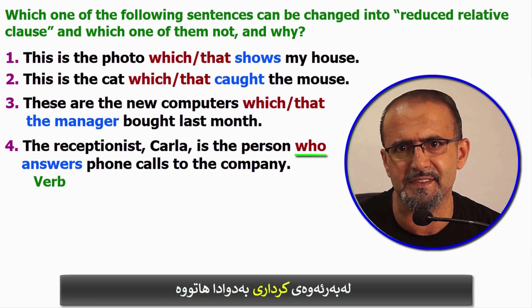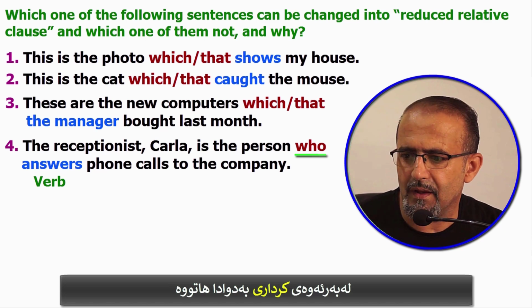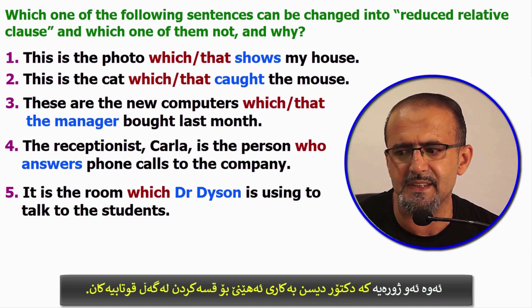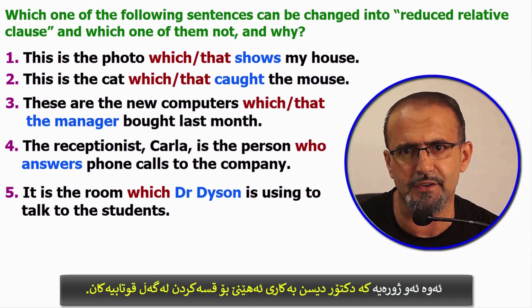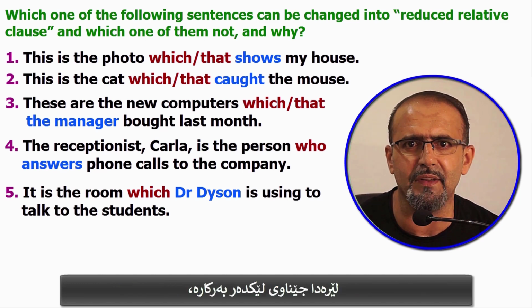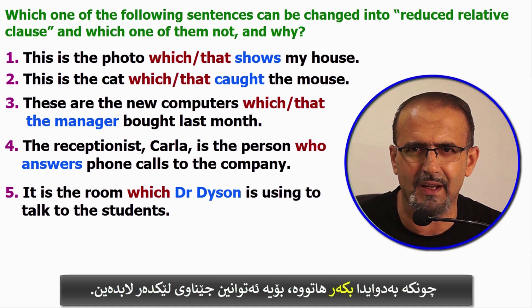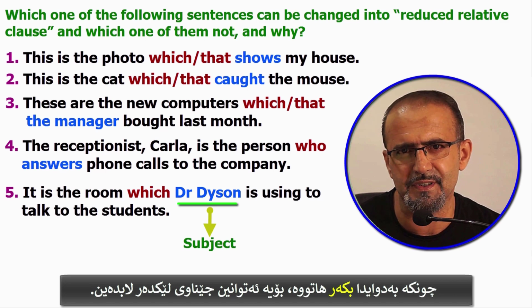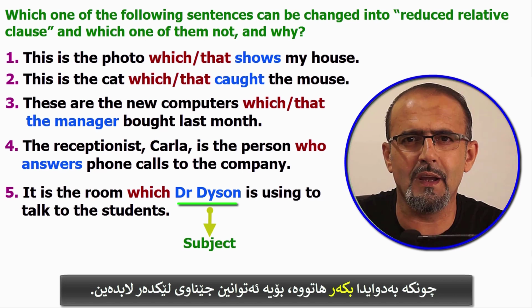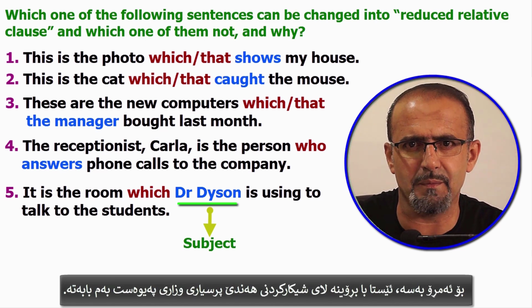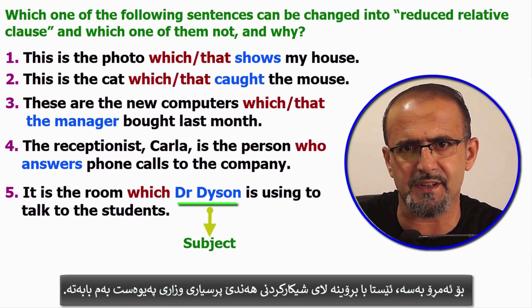The verb answers. The last example, it is the room which Dr. Deason is using to talk to the students. Here the relative pronoun is the object because it is followed by a subject. So we can reduce the relative pronoun without any change in the meaning. That's all for today. Now let's move on to solve some questions concerning this topic.